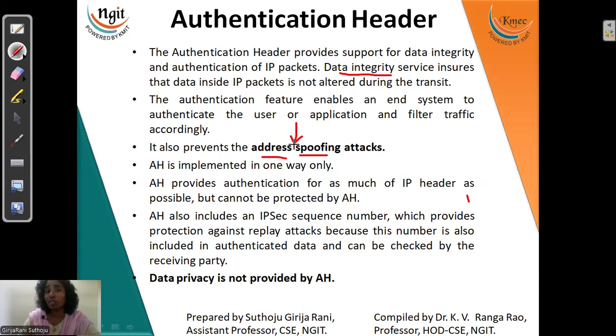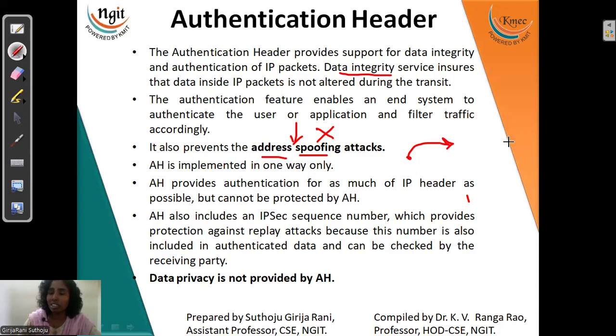I mean, the sender data needs to be authenticated to the receiving end. So the receiving end must have proper sender data. That sender data we will be allotting in the authentication header, where this header will not be available to any other outsourced person. Thus address spoofing will not be done. This is prevented by using the authentication header. And this is one way only, from the sender.